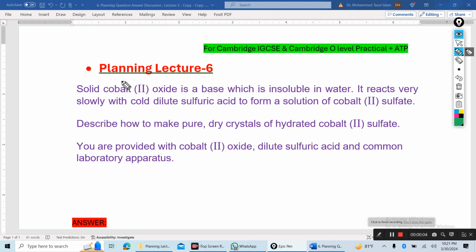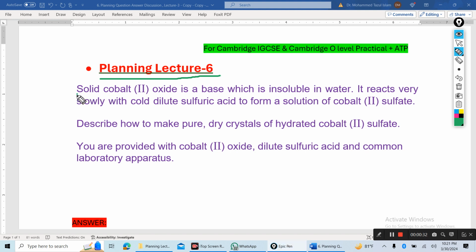Hello students, this is planning lecture 6. This is important for the Cambridge IGCSE and Cambridge O-level chemistry practical exam and alternative to practical exam. This is important. This is planning lecture 6.